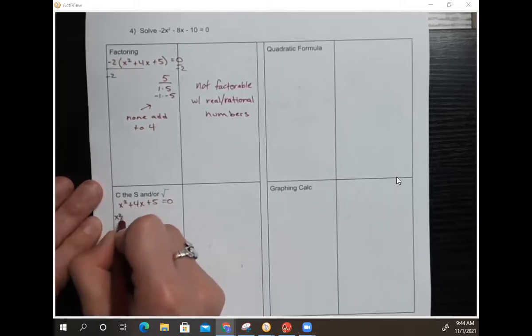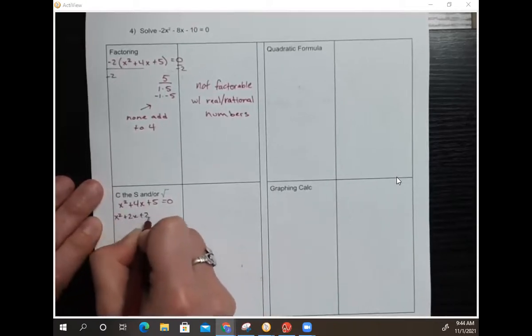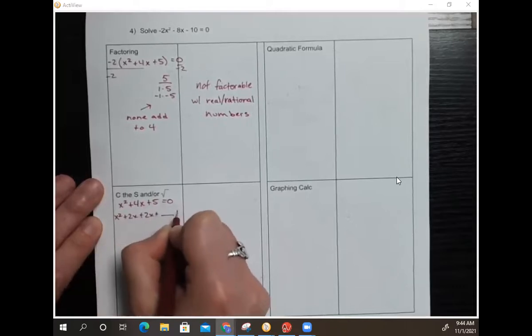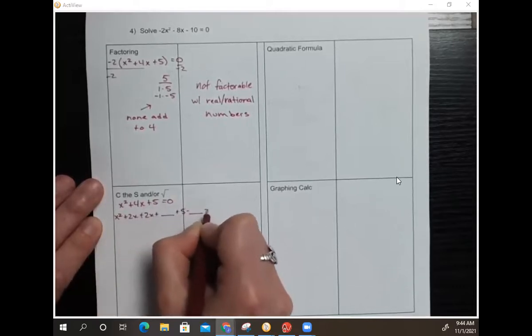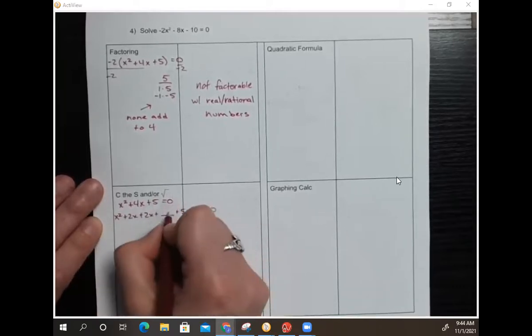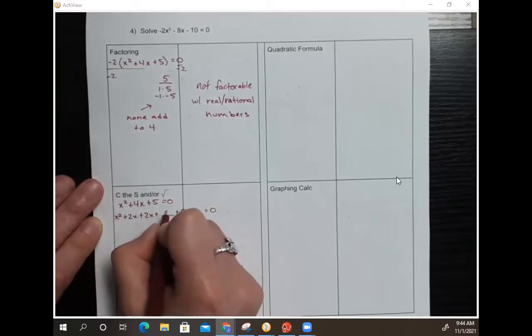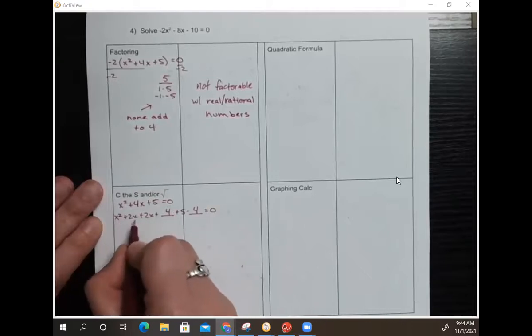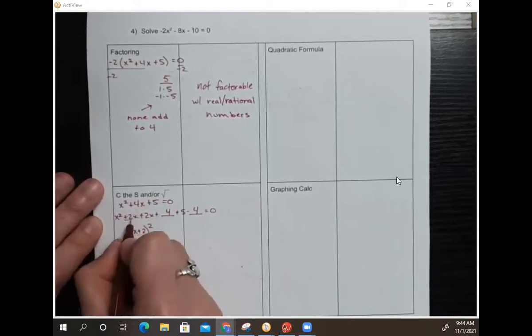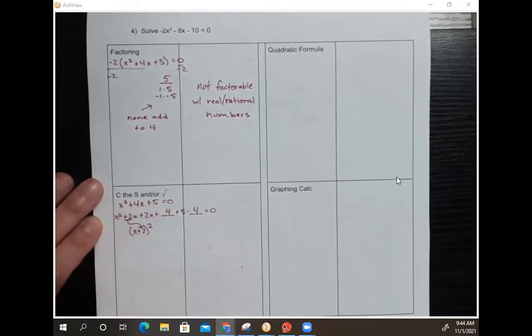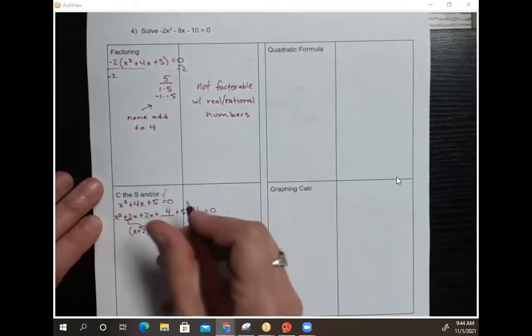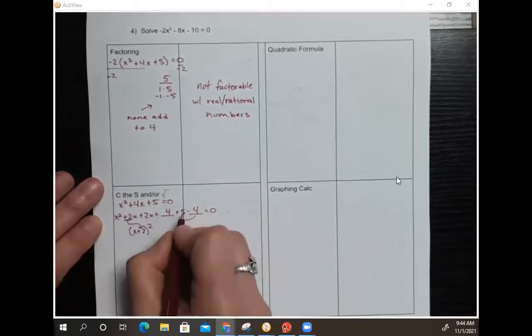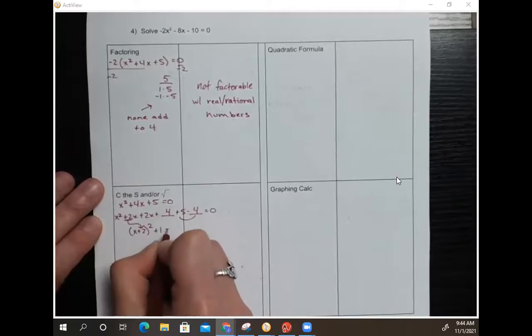Split the middle: x squared plus 2x plus 2x plus something plus 5 minus something. Fill in the blank with cut in half number squared. 2 squared is 4. And then I'm going to do the shortcut on this one. Instead of factoring by grouping, we're going to end up with x plus 2 squared. It's always x and the cut in half number in parentheses that you're squaring. And then combine our terms at the end. 5 minus 4 would be 1.